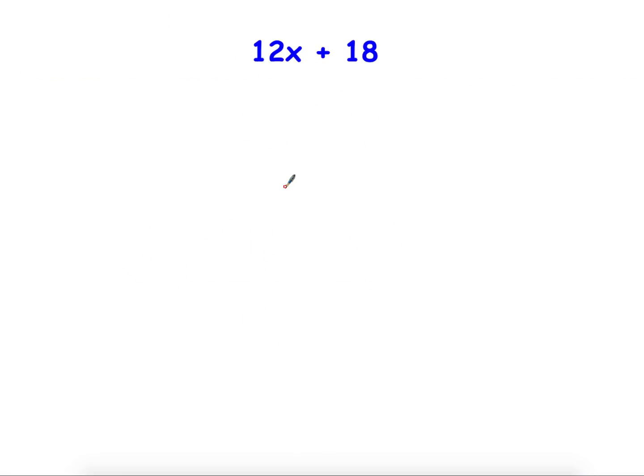See if you can identify the greatest common factor and then divide it out. Okay? Pause it, try it, and then see how I do it. So, greatest common factor here. I'm looking to see what number these have in common that I can divide them both by evenly.